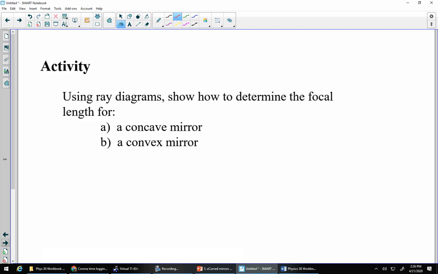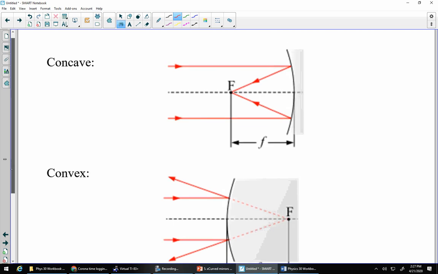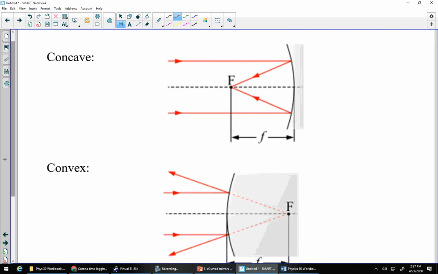Okay, so one thing to kind of look at with this is, could you do this? Could you use ray diagrams to show the focal length, to determine the focal length for both a concave and a convex mirror? So let's check it out. For a concave, fairly straightforward. We have those rays, we could trace them as they go in. We'll use blue, so we'd have the parallel rays coming in. We would trace them wherever the heck they meet up, that's where we're good to go.